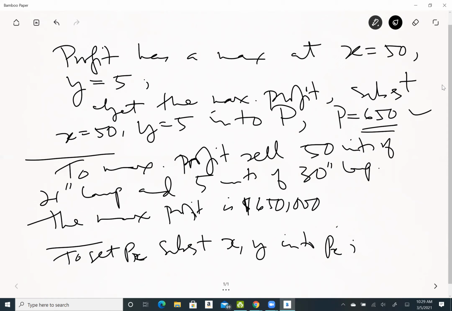So you will get the number, which is 30. And then when I say x, y here, x equal to 20, y equal to 5, into Px, and then Py. So you get it. These are the price of X and the price of Y. Any question?